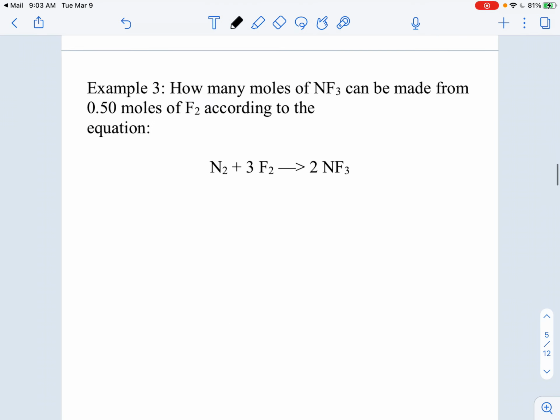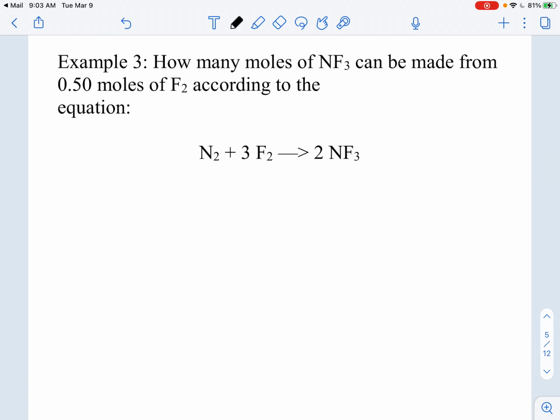So, one more example here. How many moles of NF3 can be made by 0.5 moles of F2 according to this equation? Well, that's an ugly looking equation. But if we're doing a stoichiometry question, then we're going to care about two things. What two things do I care about? How many moles of NF3, so I care about him, can be made from 0.5 moles of F2, so I care about him. I don't even care about that guy.